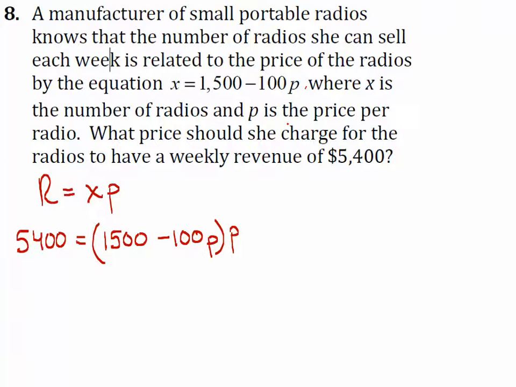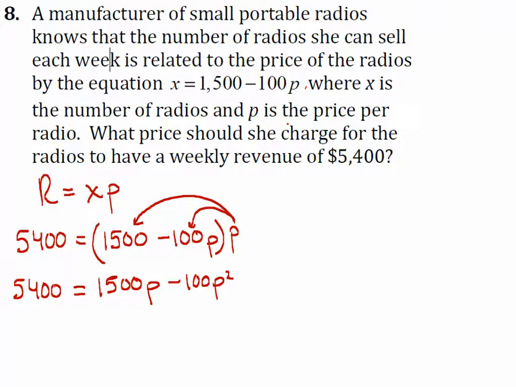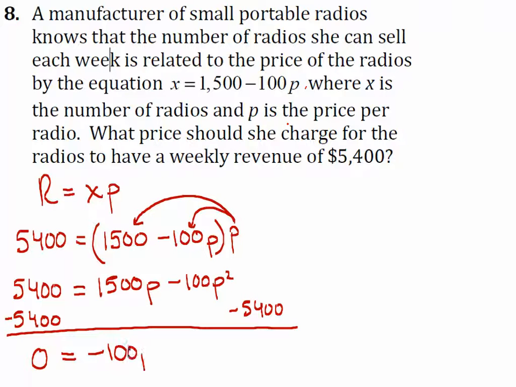Alright, distribute the p at the end here. So 5,400 stays the same, and we get 1,500p minus 100p squared. Subtract 5,400 from both sides, and that gives me 0 is equal to, and I'm going to write the p squared first, then the p, and then the constant by itself. Again, at this point it is very similar to number 7. So I'm going to let you have a little bit of time trying to solve this yourself.